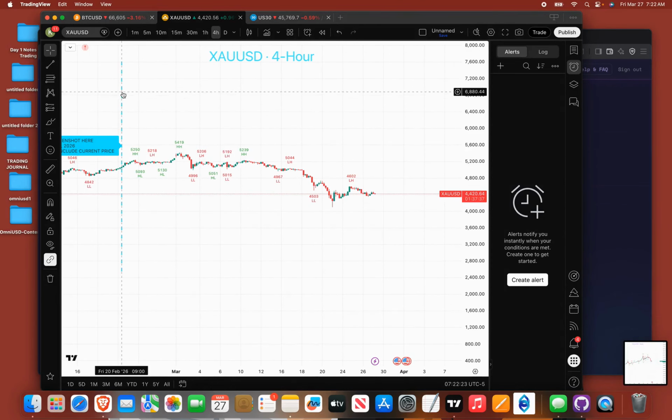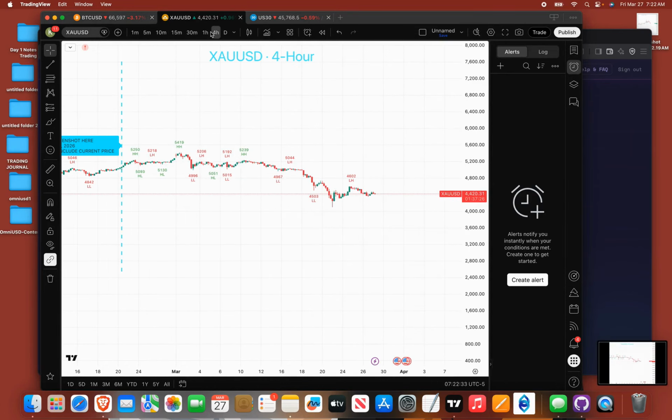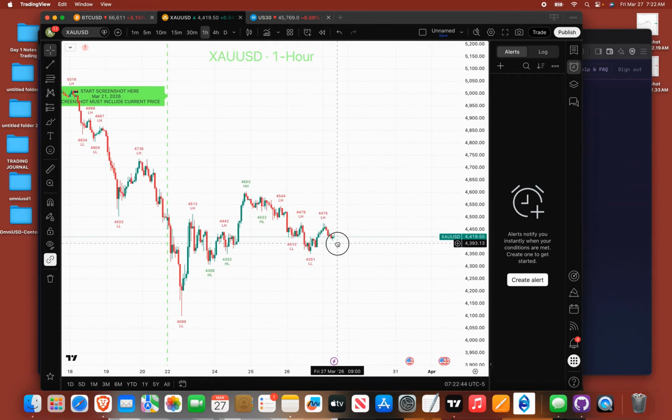Then with the 4 hour, you start right there, and then go here, and then you're going to go down. We'll be as accurate as possible. And then with the 1 hour, same thing. We want to make sure the AI can read it very well, right? So you want to make sure you got a good view of it. And you do screenshots, guys.